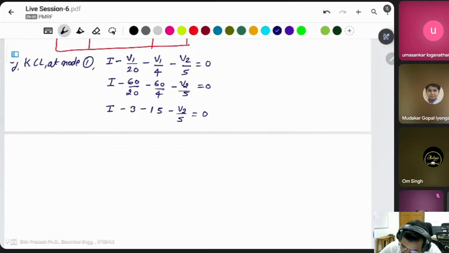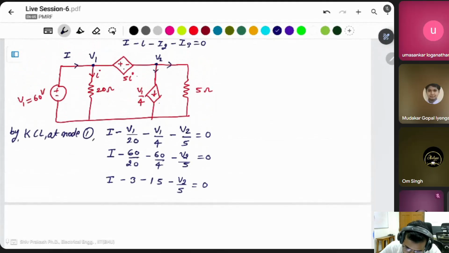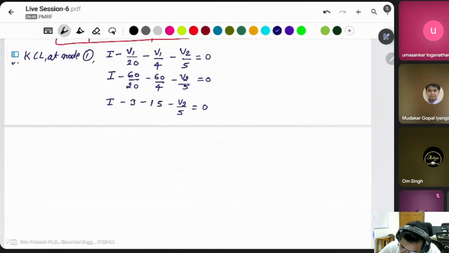And what is the V2 in this case? Suppose you have to find the I2, I for the power calculation. Now what is the I in this case? I is equal to V2 by 5 plus 18. It means I is equal to V2 plus 90 divided by 5.